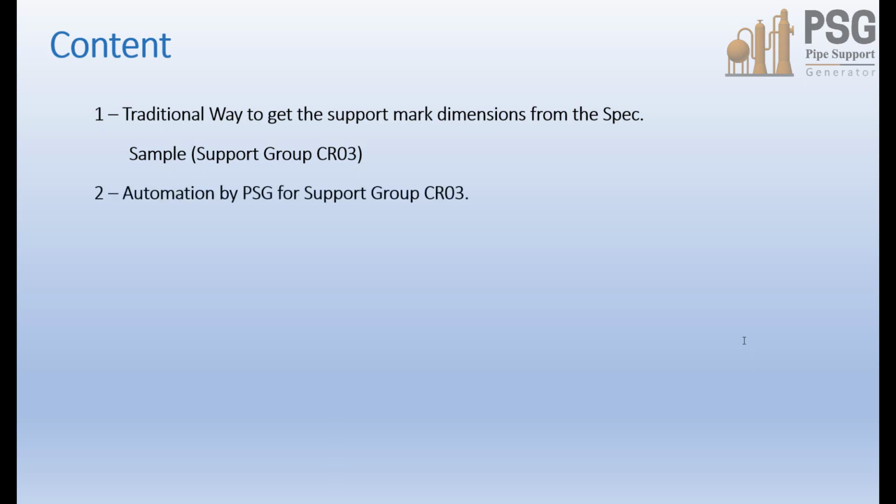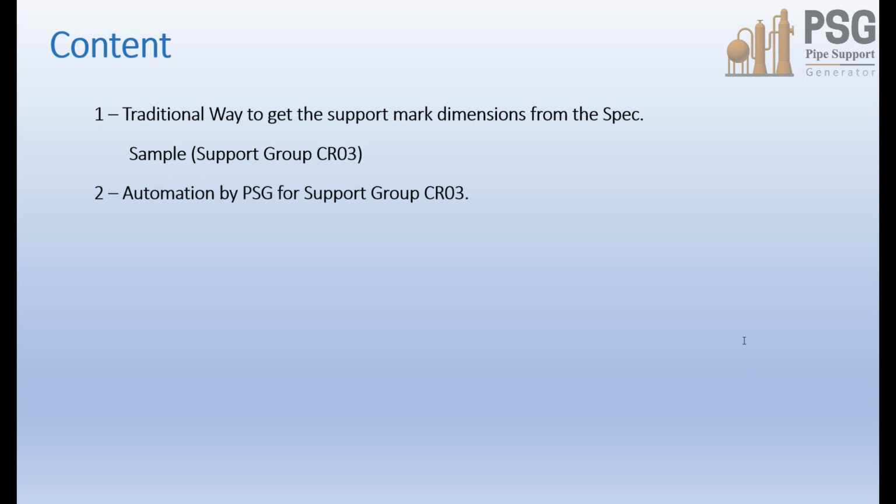We discuss the traditional way to get the support mark dimensions from the spec and take a sample for CR03. And after getting this dimension manually, you will need to use AutoCAD or Autodesk Inventor or any other CAD software to generate your drawings based on the extracted dimension from the spec. And we discuss how to get those dimensions from the specs and how to understand the arrangement of that.